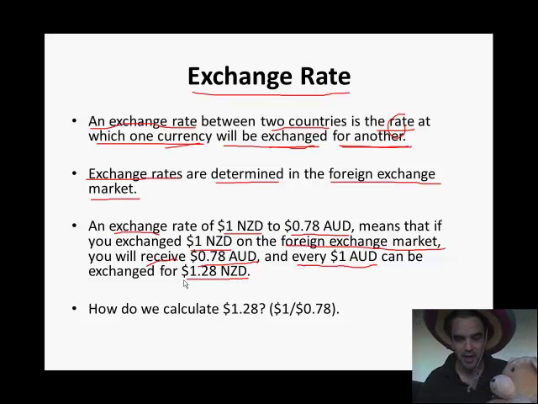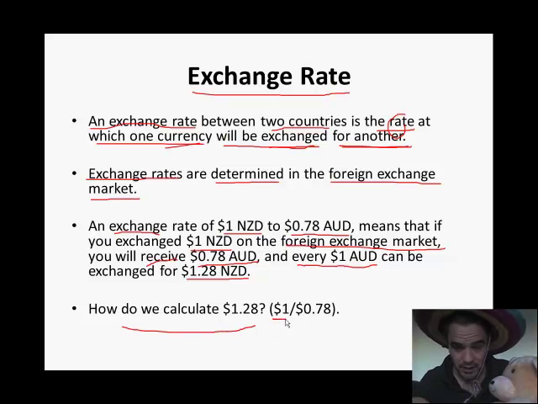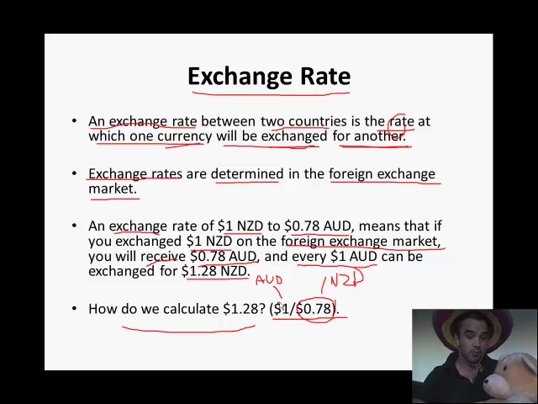How do we calculate that? Wow. So how do we calculate it? We just go $1 divided by 0.78. Remember, that's the NZD, the New Zealand dollar, and that's the Australian AUD. So it's simply $1 divided by 0.78. Okay. And that can be exchanged for $1.28 New Zealand. Fantastic. Let's rock and roll.